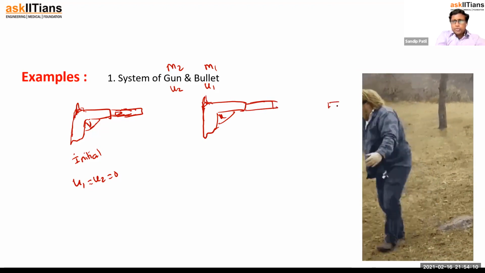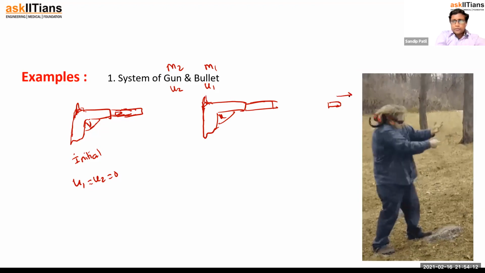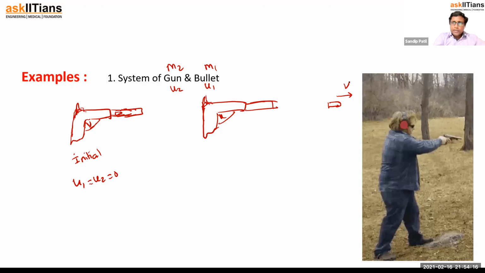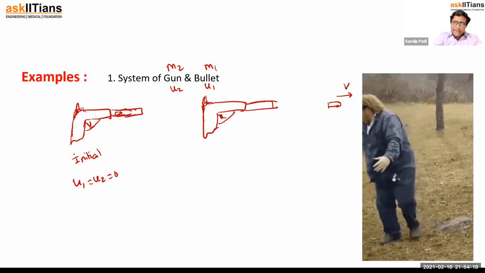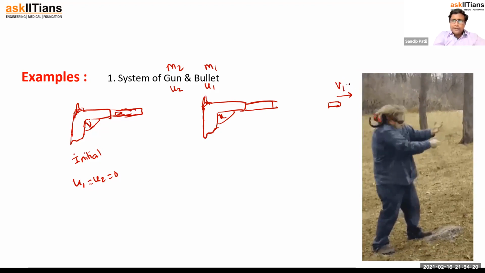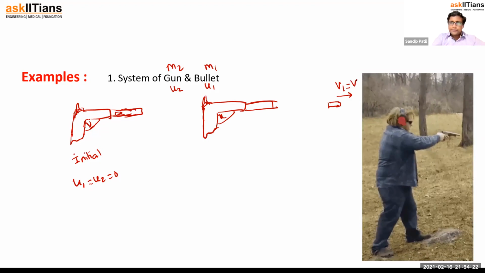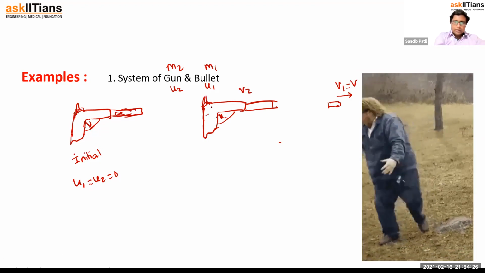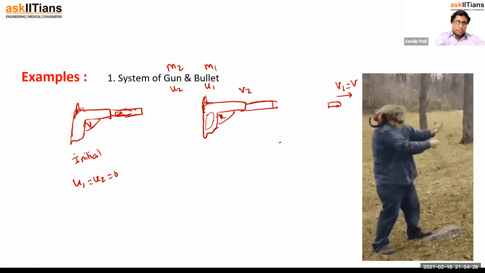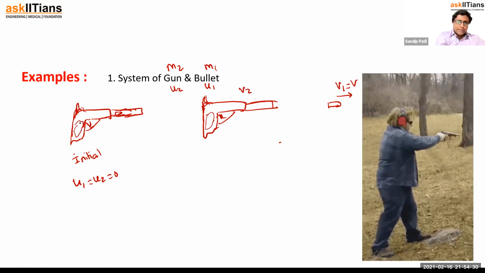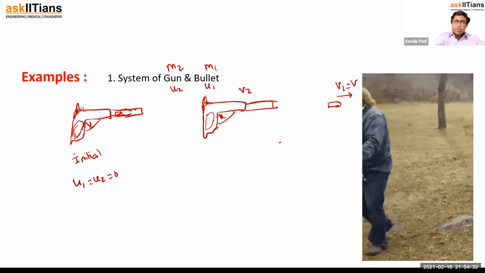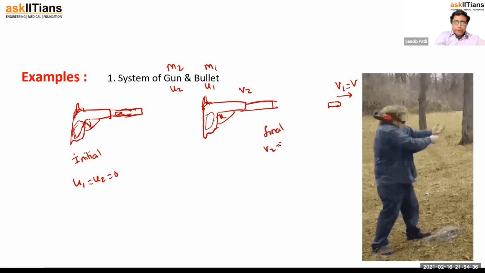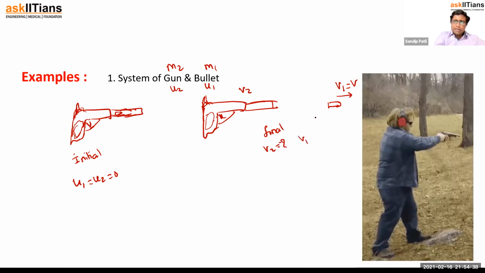The bullet is going to go very fast here, right, with some velocity v. Okay, so can we say v1? v1 is equal to v in this case, and v2 is the velocity of the gun, right? So see this gun, right? v2 we don't know, and this is the v1 of the bullet.